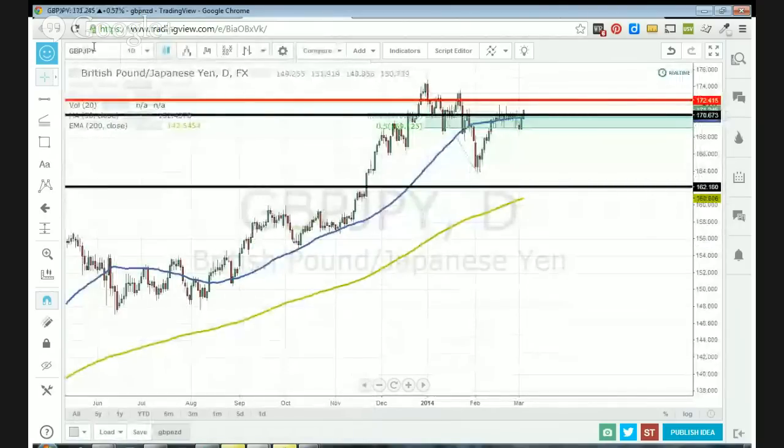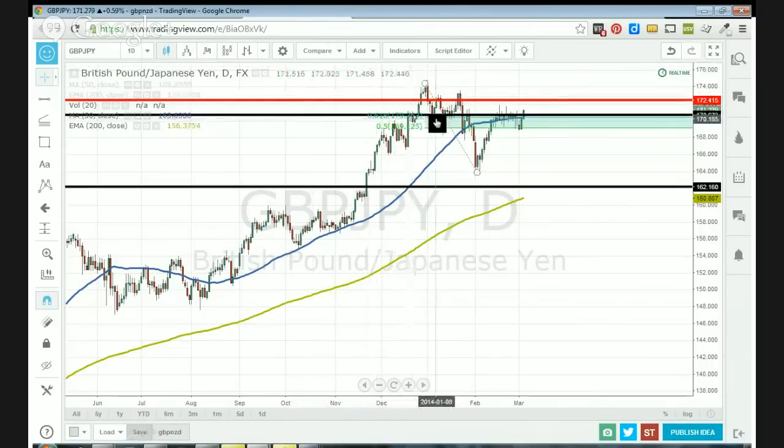Okay, pound yen, you can see right there. Pound yen. Okay, so short at the black line, and it just went right through that. So this is also not the most encouraging price action here. This is my first counter trend trade, really.